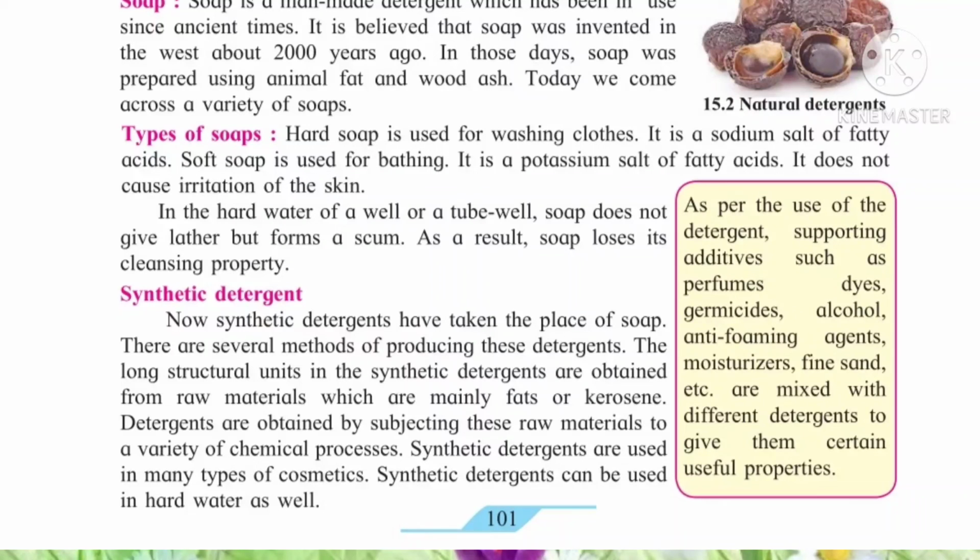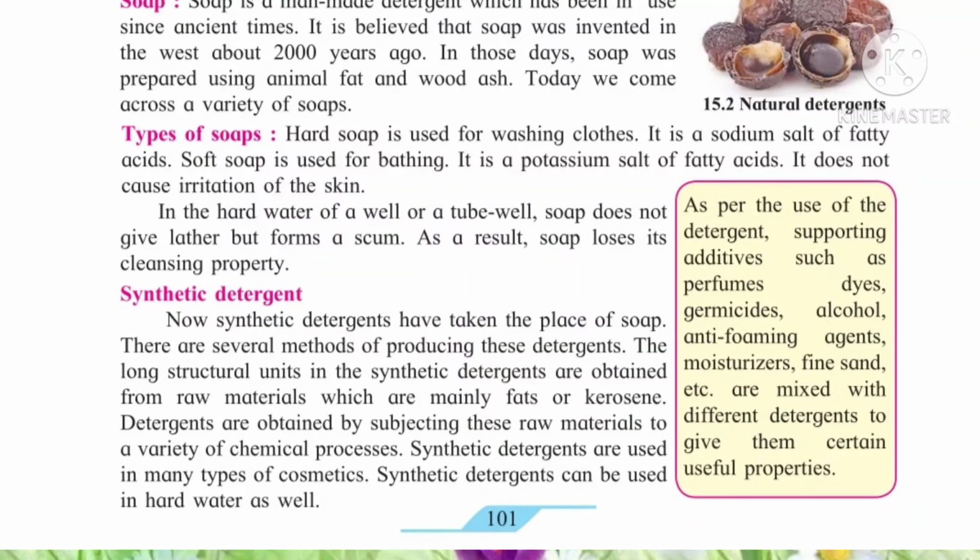Synthetic detergents are used for many types of cosmetics. Different varieties of face washes or soaps are there. Again, synthetic detergents can be used in hard water as well. In hard water there is no formation of foam, but because of the synthetic detergent, it forms a foam. So this is about the synthetic detergent.